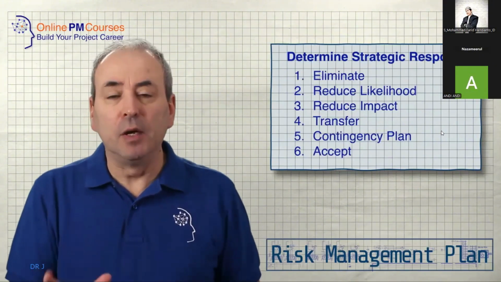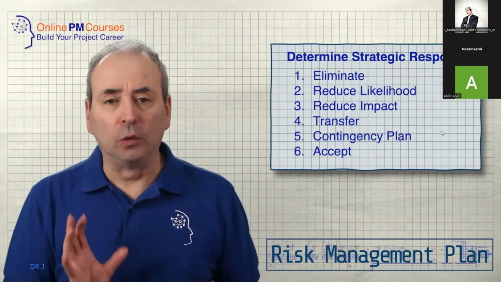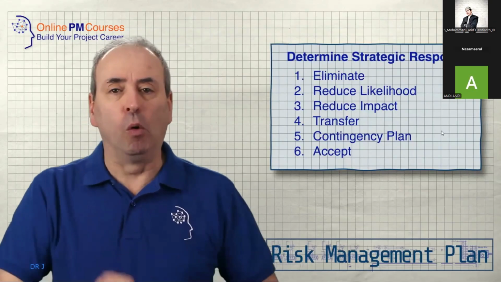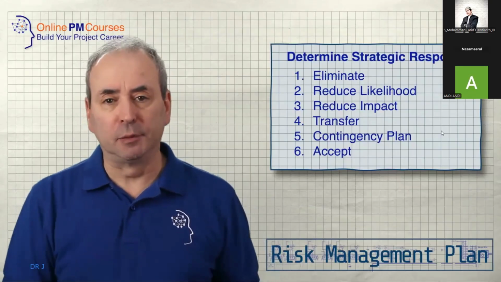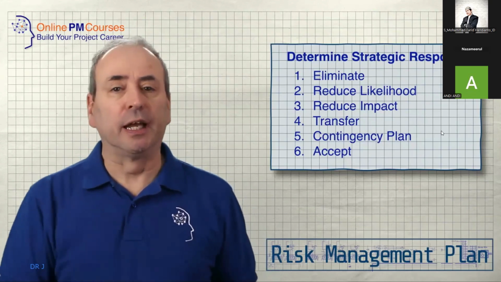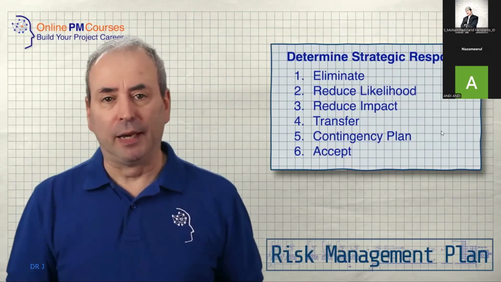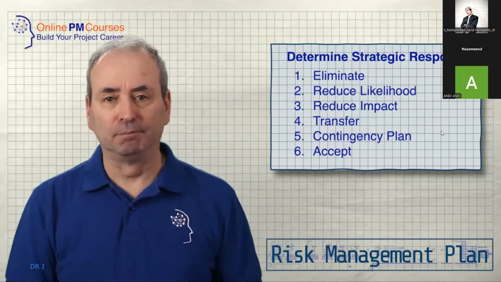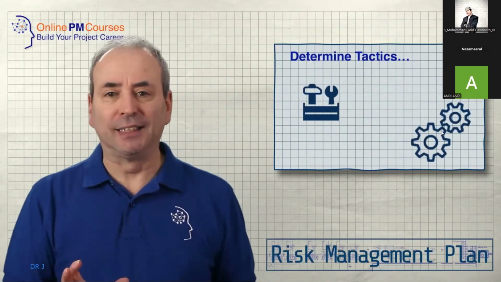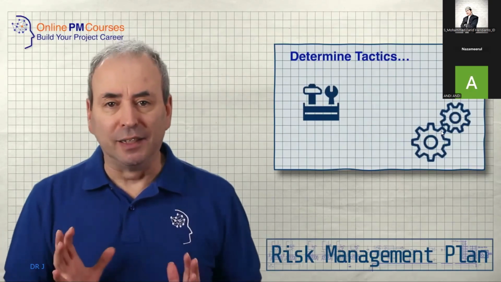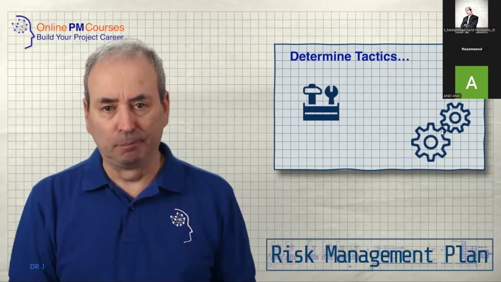For each risk, determine which strategic responses are likely to be most successful. And for big risks, you're going to want to combine 2, 3, or even more strategic approaches in your response to that risk. Of course, those strategic responses are to eliminate the risk, to reduce its likelihood, to reduce its impact, to transfer the risk, to build a contingency plan, or to accept the risk and do nothing. Now, for each of the strategies you're going to use, you need to determine the tactics, the detailed approach you'll take to delivering that strategy. Evaluate your options and document the best of them.